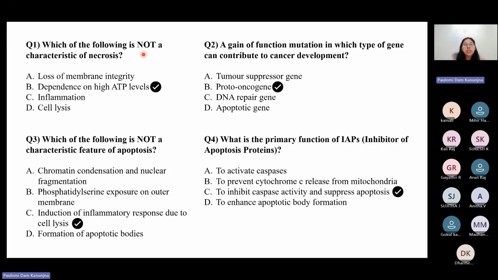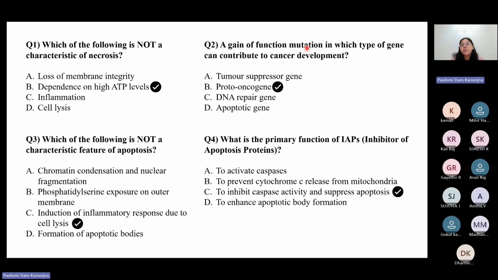Okay, so which of these is not a characteristic of necrosis? Dependence on high ATP levels, because apoptosis requires ATP, which is needed during apoptosome formation and all the pathways, right? Membrane integrity loss is also there in necrosis. Cell lysis is also there in necrosis. The only thing that is different between necrosis and apoptosis again is inflammation.